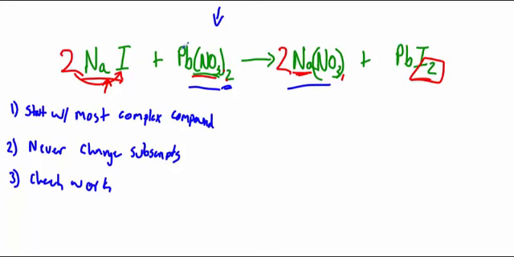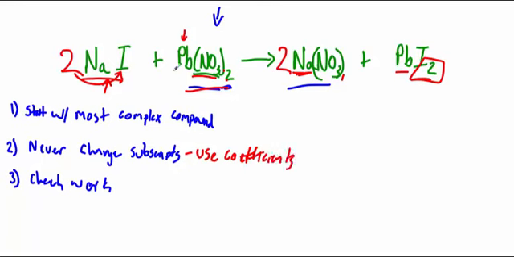And then the last thing to check is lead, Pb and Pb. There's only 1 of each, so they balance. Okay, so I started with the most complex. I didn't change subscripts. I used coefficients. And then I'm going to check my work.